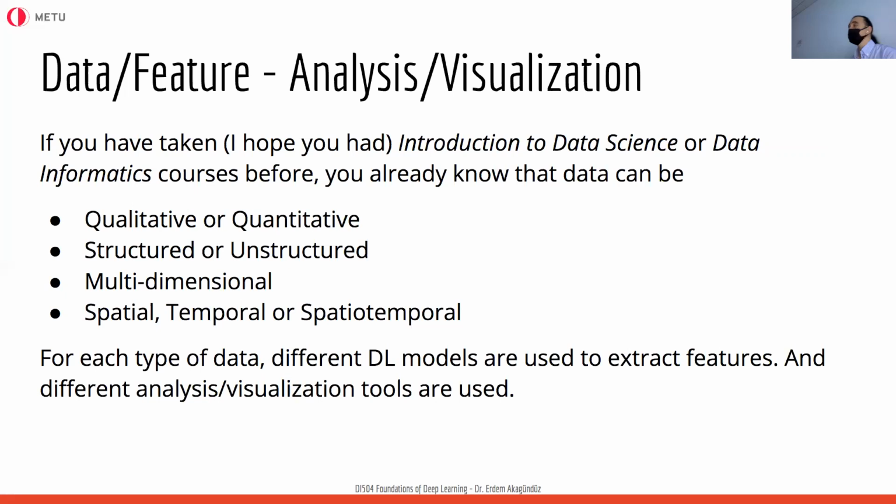Spatial or temporal, or spatiotemporal. Is it like sensor-based spatial data that resides in space, or is it sequential data? Is it relational data that I didn't mention, or is it something hybrid, both relational or spatial, or temporal or spatial? For each type of data, different types of DL models will be used to extract those features to make the decision, guys. And different analysis and visualization tools should be used. Okay.